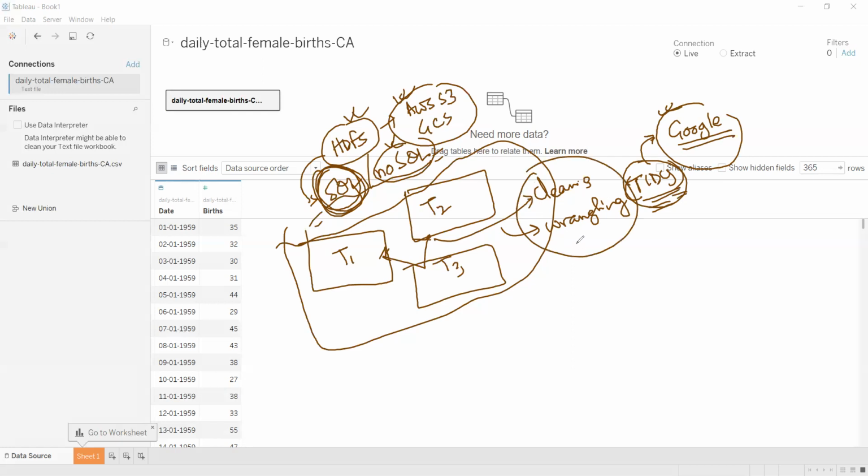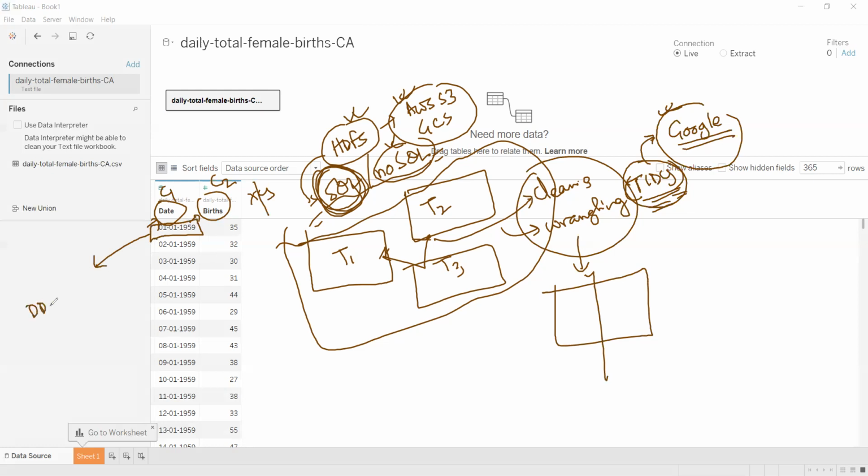Once it is done, you will create, let's say, a final summary table, and the summary table is going to look like this. It's going to have two columns, C1 and C2, or a date and births, or X and Y, howsoever you want to represent, where you have a certain fixed format. You see the format here. It is DD-MM-YY.